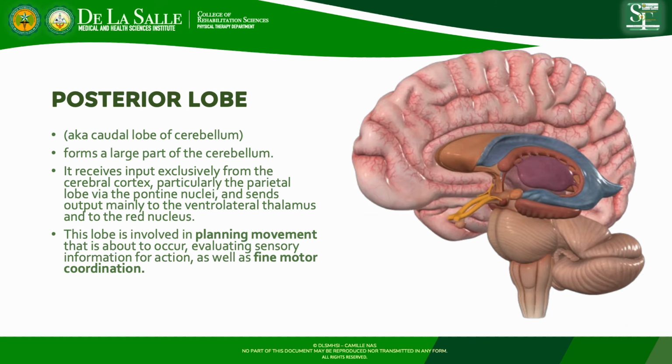So the posterior lobe of the cerebellum, this one, using Complete Anatomy, is very large. This is also known as the caudal lobe of the cerebellum. It receives input exclusively from the cerebral cortex, and this lobe is involved in, again, planning movement, stereotyped movement that is about to occur, evaluating sensory information for action, as well as fine motor coordination. So the majority of this lobe is responsible for coordination.